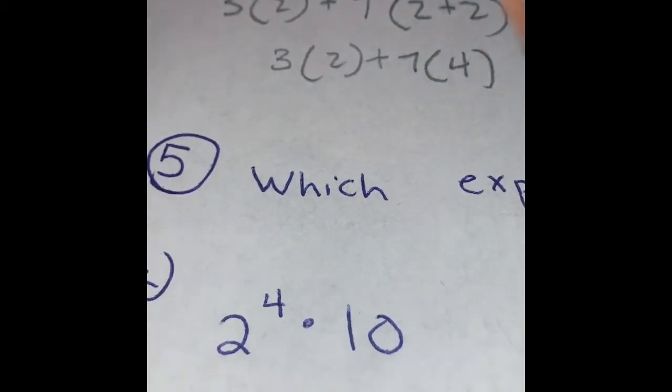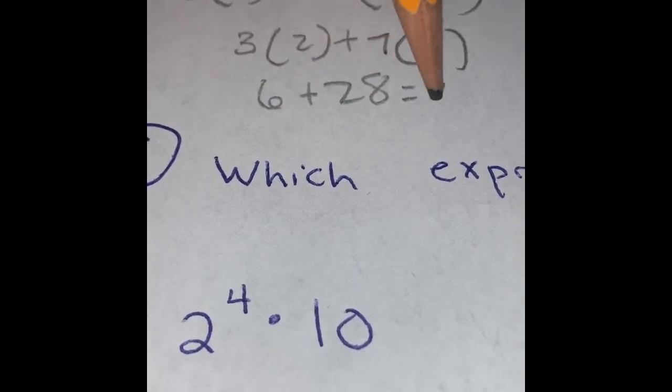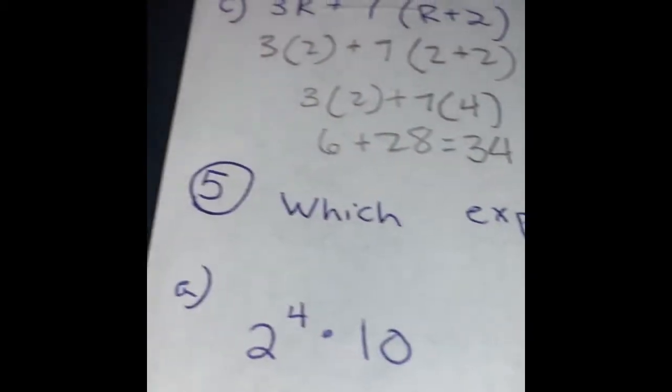Then we can do the multiplication. 6 plus 28 will give us 34, and that is not the number that we started with.